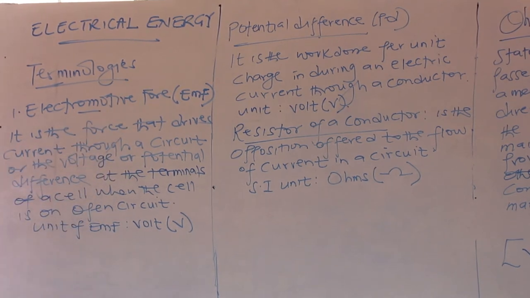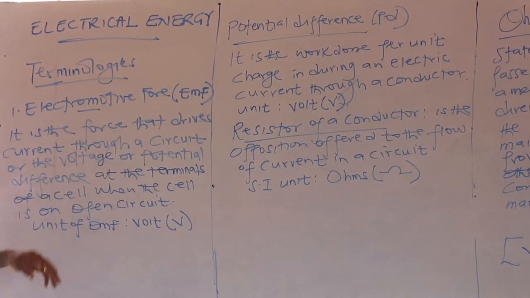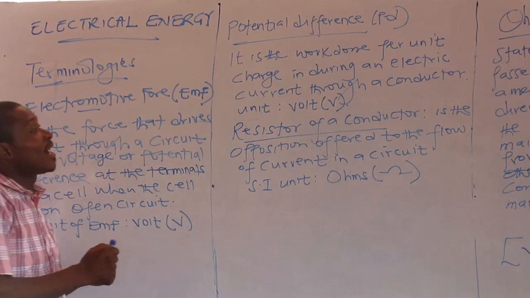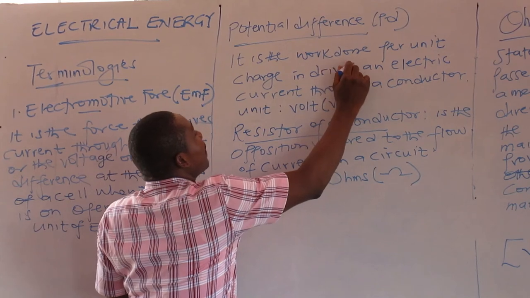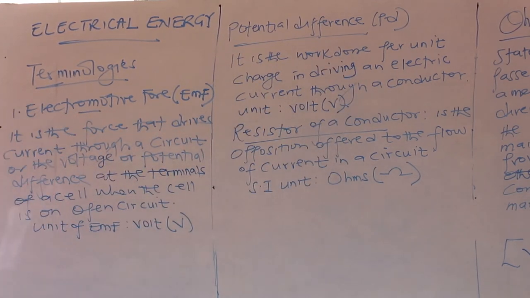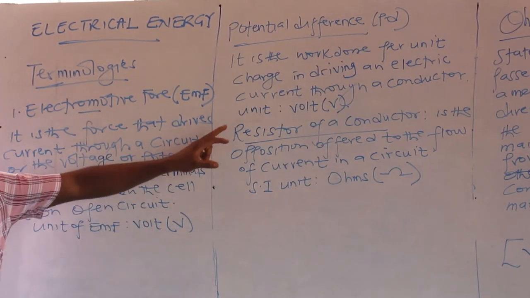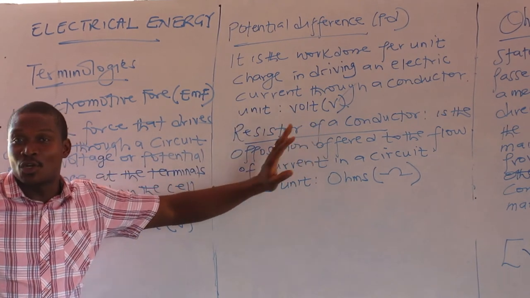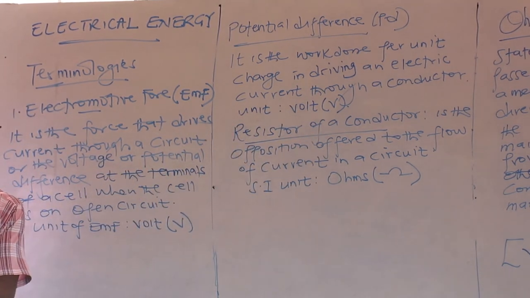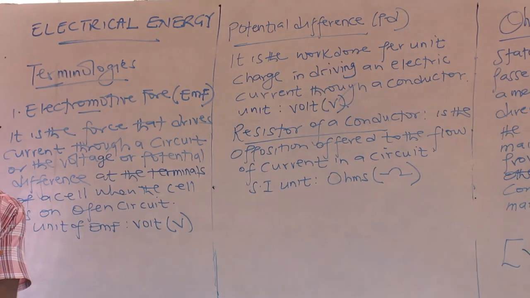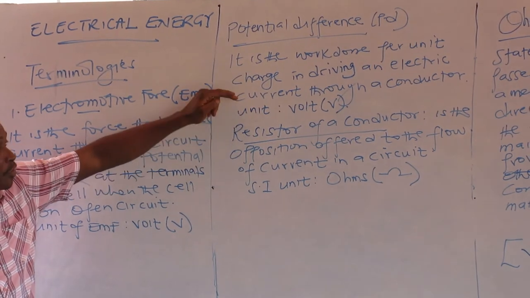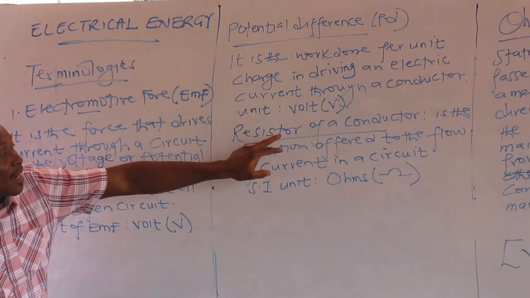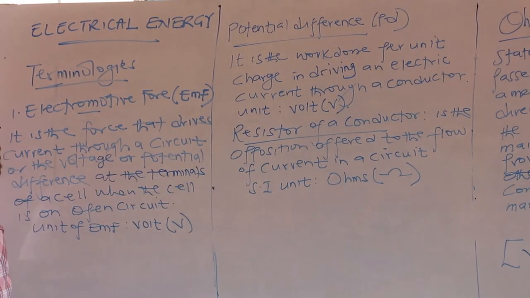Potential difference. It is the work done per unit charge in driving an electric current through a conductor. The unit is volts. Good. So the EMF, the voltage you measure across an open circuit, is called EMF. Potential difference, that's what this is. Also a voltage, right?